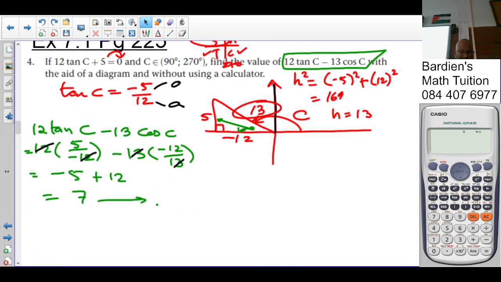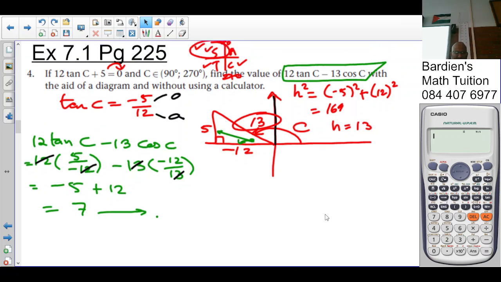So that was number 4. Any issues with number 5? No? 6? Anybody had a problem with 6? No. 7? No. Okay.